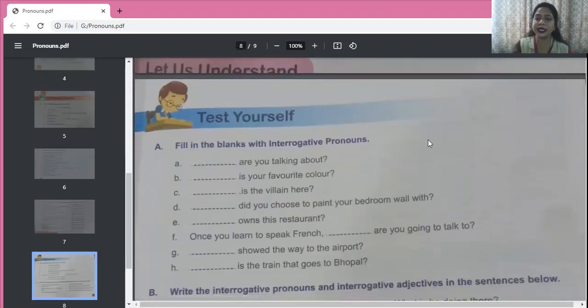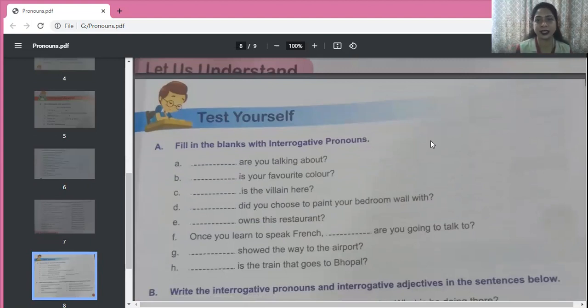Now, fill in the blanks with interrogative pronouns. Dash are you talking about? What are you talking about? Who are you talking about? Dash is your favorite color. Which is your favorite color? Dash is the villain here. Who is the villain here? Dash did you choose to paint your bedroom wall with? What did you choose to paint your bedroom wall with?